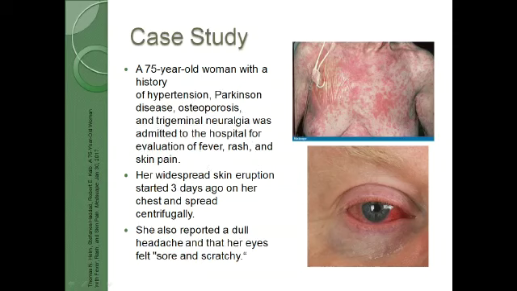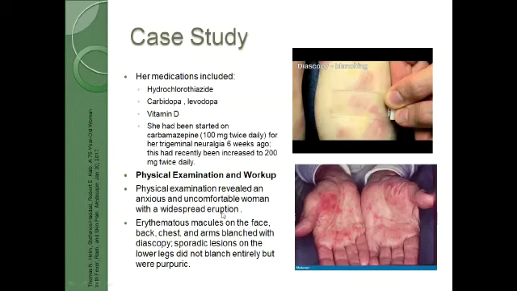She needs to be evaluated for fever, rash, and skin pain. So she has multiple disorders. She has osteoporosis, loss of bone, and central nervous system problems, and also cardiovascular problems. Her widespread skin eruption started 3 days ago on her chest and spread centrifugally. She also reported a dull headache, and her eyes felt sore and scratchy.